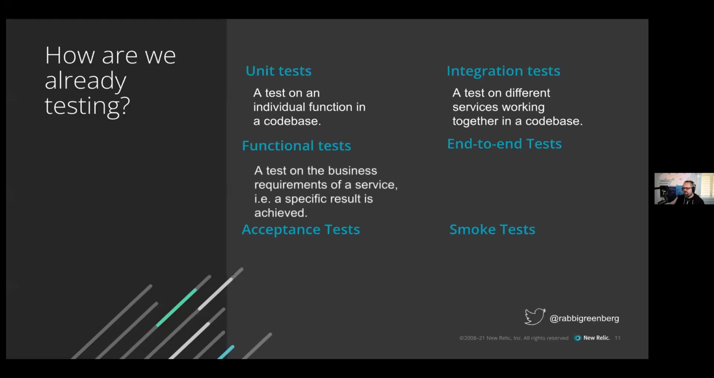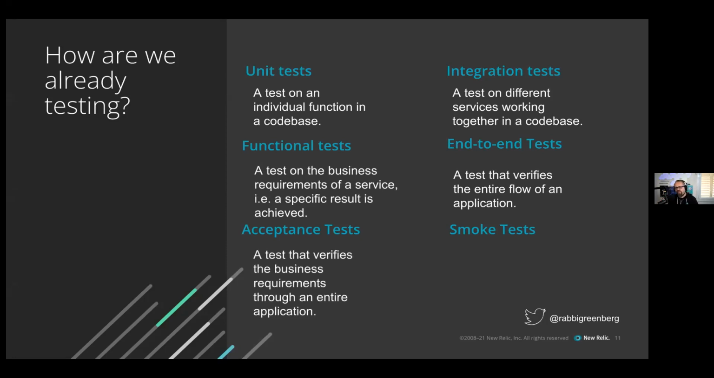You may have some functional testing to test the business requirements of a service, like the specific result being achieved by that function or that method. End-to-end tests, of course, test the entire spectrum of your application from one end to the other. You may have acceptance testing that is doing the same as the end-to-end test, but for the business requirements. Does the result happen that I think should happen in this method?